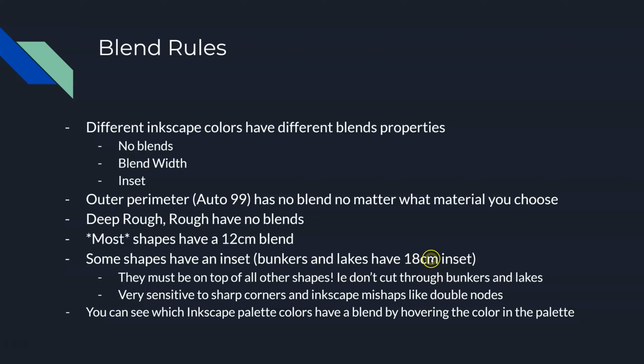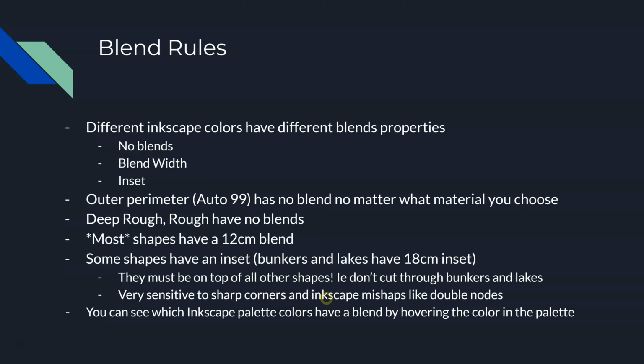The inset is 18 centimeters. That's really important to understand. It's bigger than your 12 centimeter blend, so it can cause some problems. Okay, the big thing is that they are sensitive to sharp corners and Inkscape mishaps like double nodes. So think about it this way: if you take a garden hose and you start to bend it, at some point it kinks. Okay, thicker garden hoses tend to kink with less bend than skinny garden hoses.